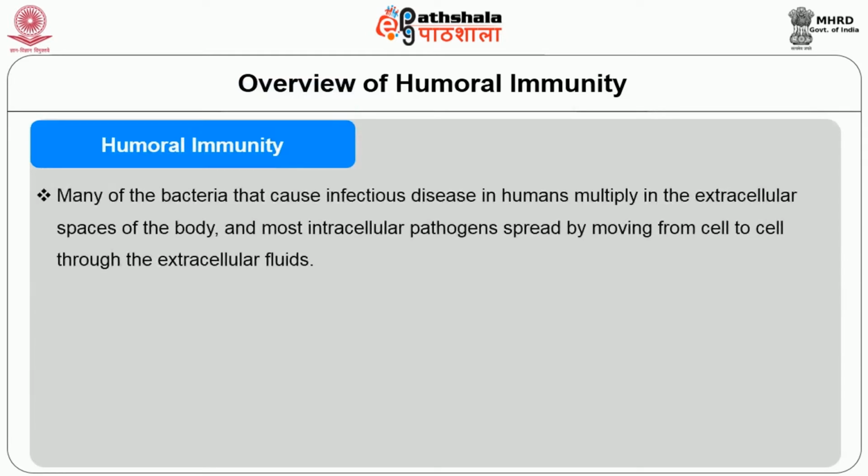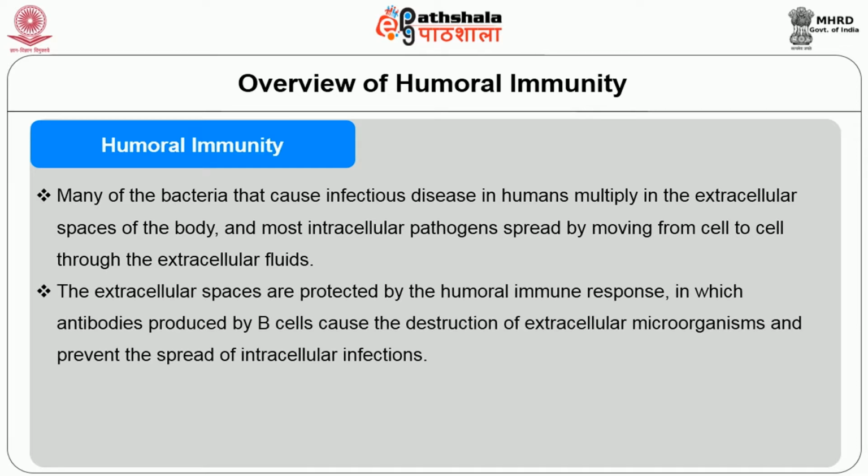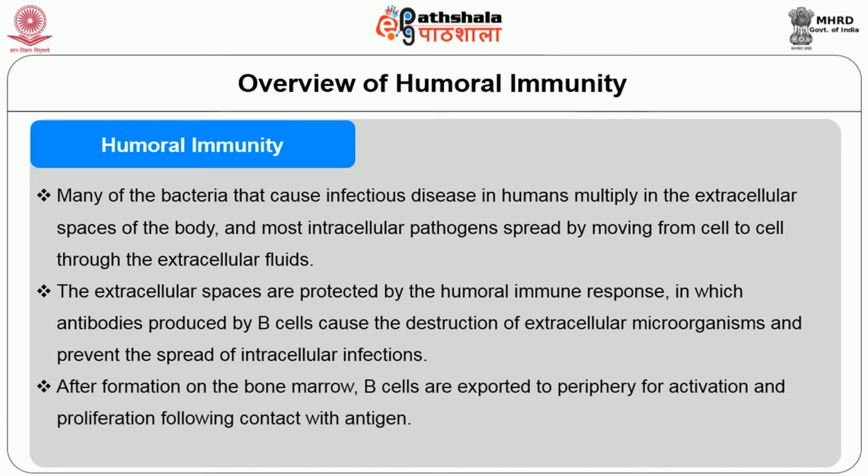Many bacteria that cause infectious disease in humans multiply in the extracellular space of the body, and most intracellular pathogens spread by moving from one cell to another through extracellular fluid. The extracellular spaces are protected by the humoral immune response, in which antibodies produced by B cells cause the destruction of extracellular microorganisms and prevent the spread of intracellular infection. After formation in the bone marrow, B cells are exported to the periphery for activation and proliferation following contact with the antigen.